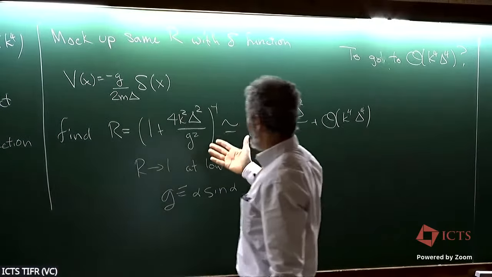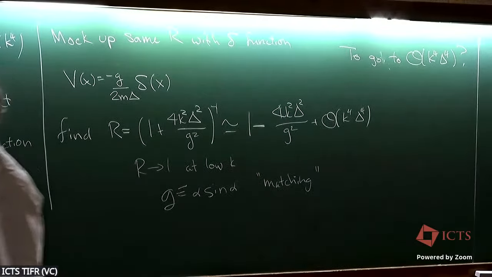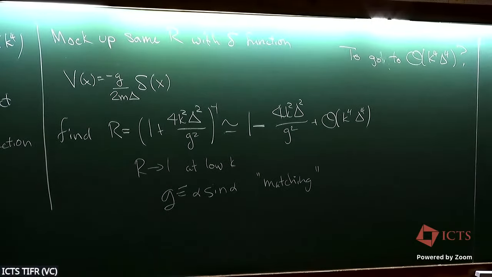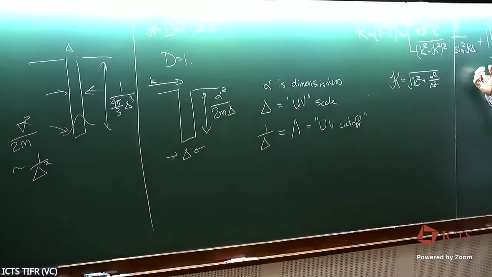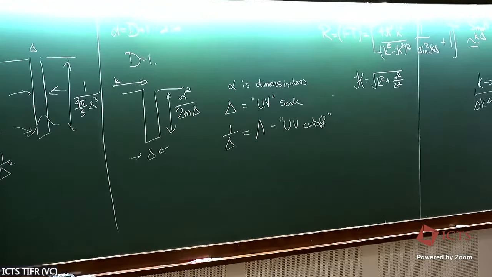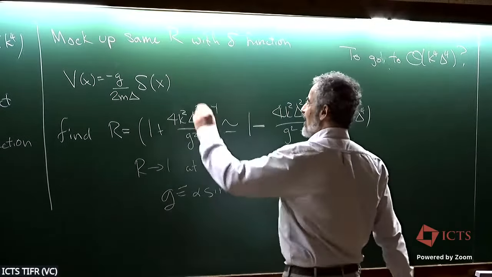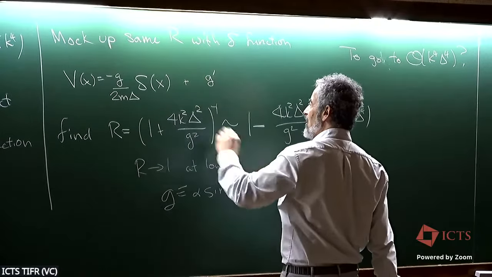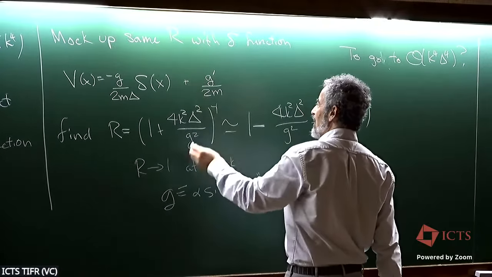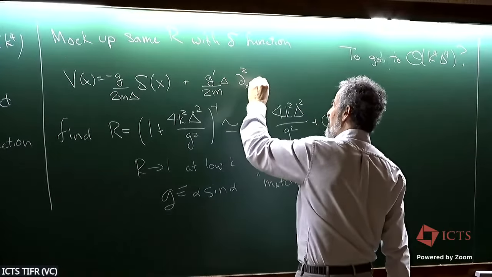You can see it's a much simpler formula for the reflection coefficient than this thing, which depends on K in a very complicated way. But there's no free lunch here. If you want to go to the next order in K to the fourth, you're going to have to add a new coupling constant, a second coupling constant, to your potential. And a way you could do that is you could have a G prime over 2m delta upstairs times derivative x squared delta of x.